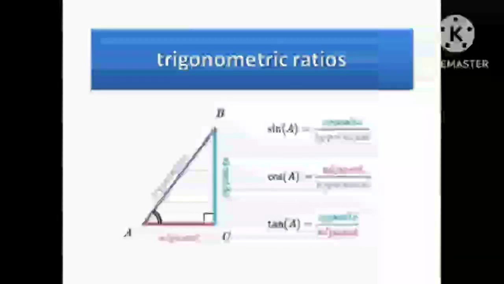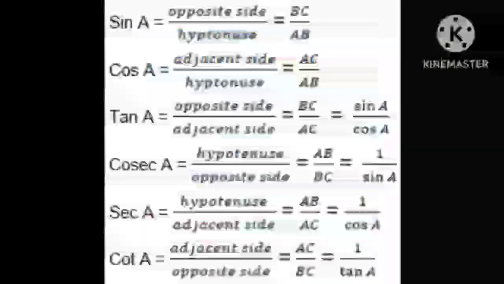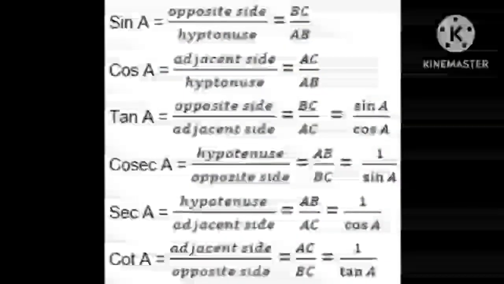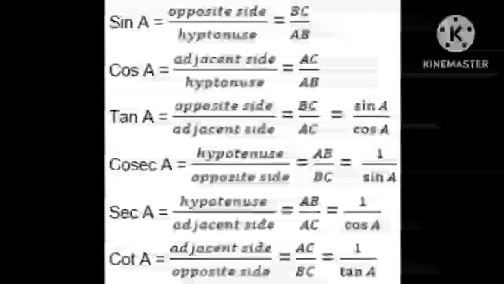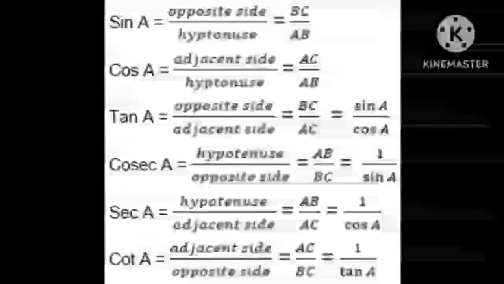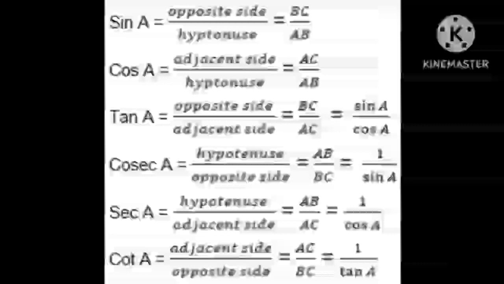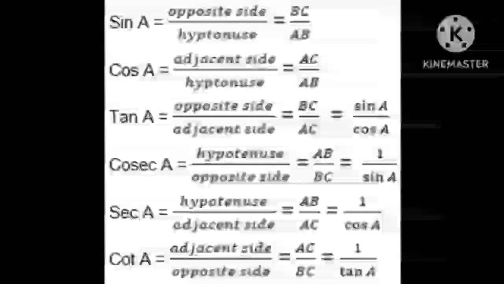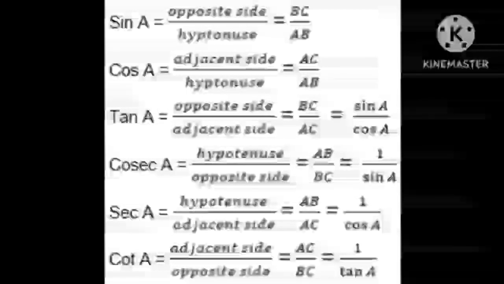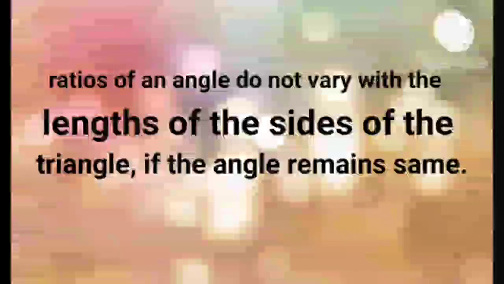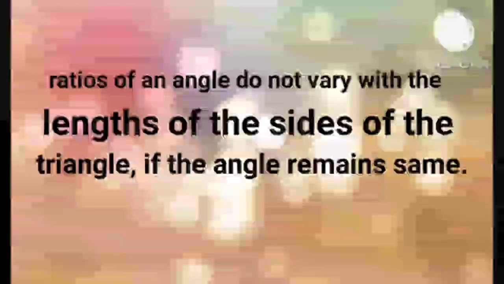Sine of angle A equals opposite upon hypotenuse. Cosine of angle A equals adjacent upon hypotenuse. Tangent of angle A equals side opposite to angle A upon side adjacent to angle A. Cosecant of angle A equals hypotenuse upon side opposite to angle A. Secant of angle A equals hypotenuse upon side adjacent to angle A. Cotangent of angle A equals side adjacent to angle A upon side opposite to angle A.